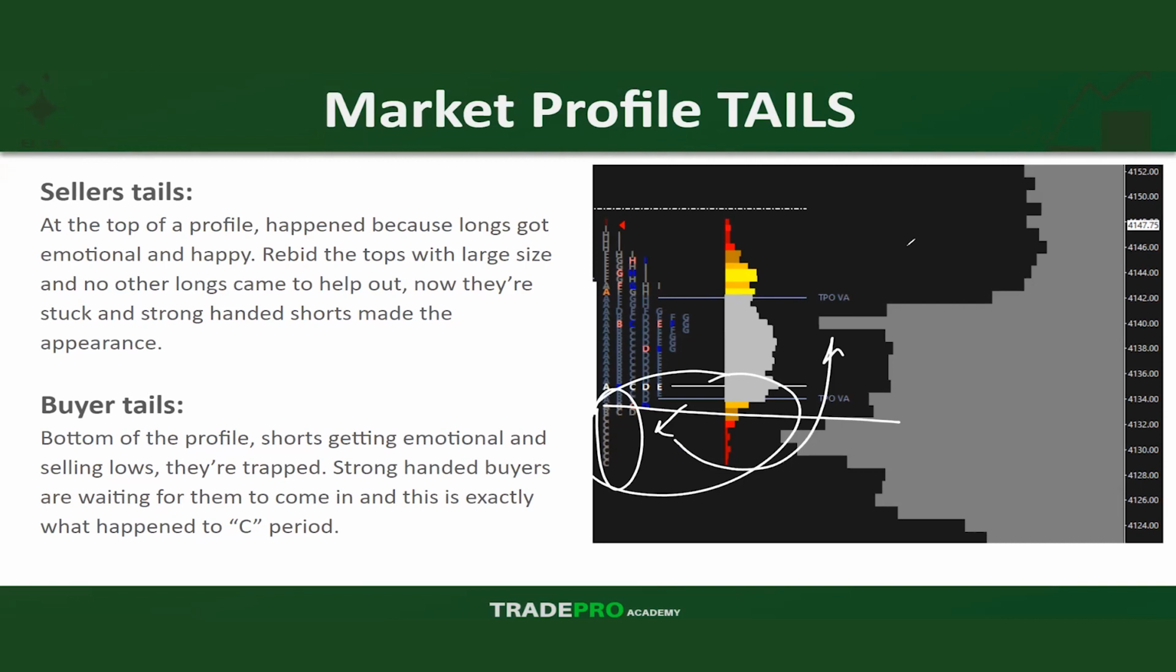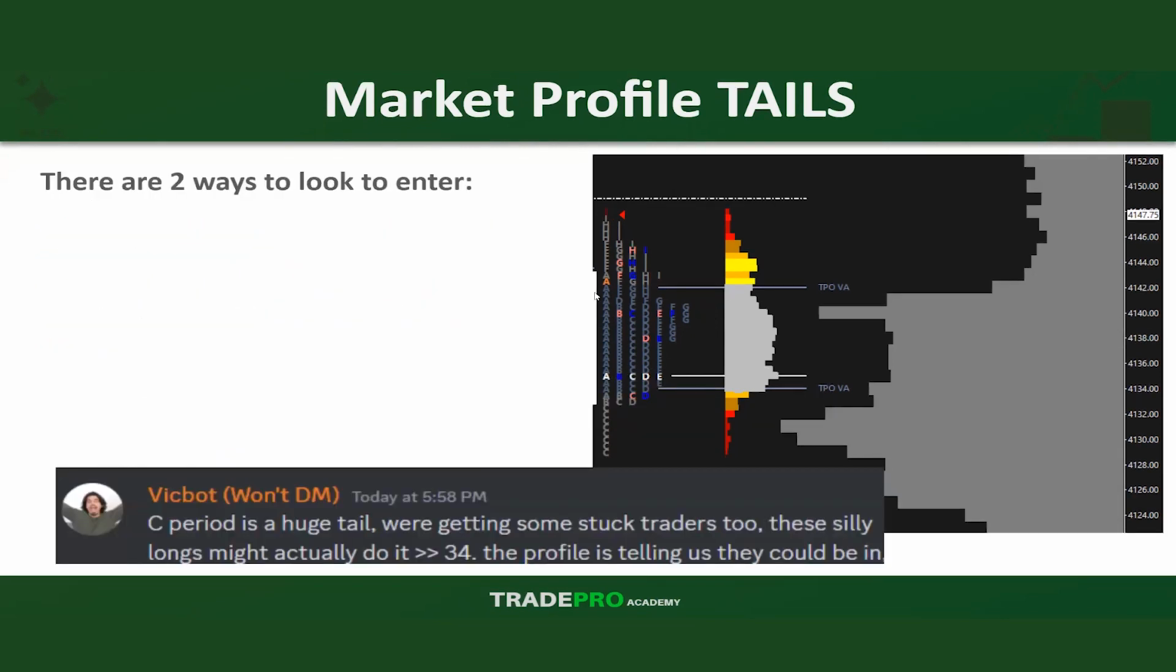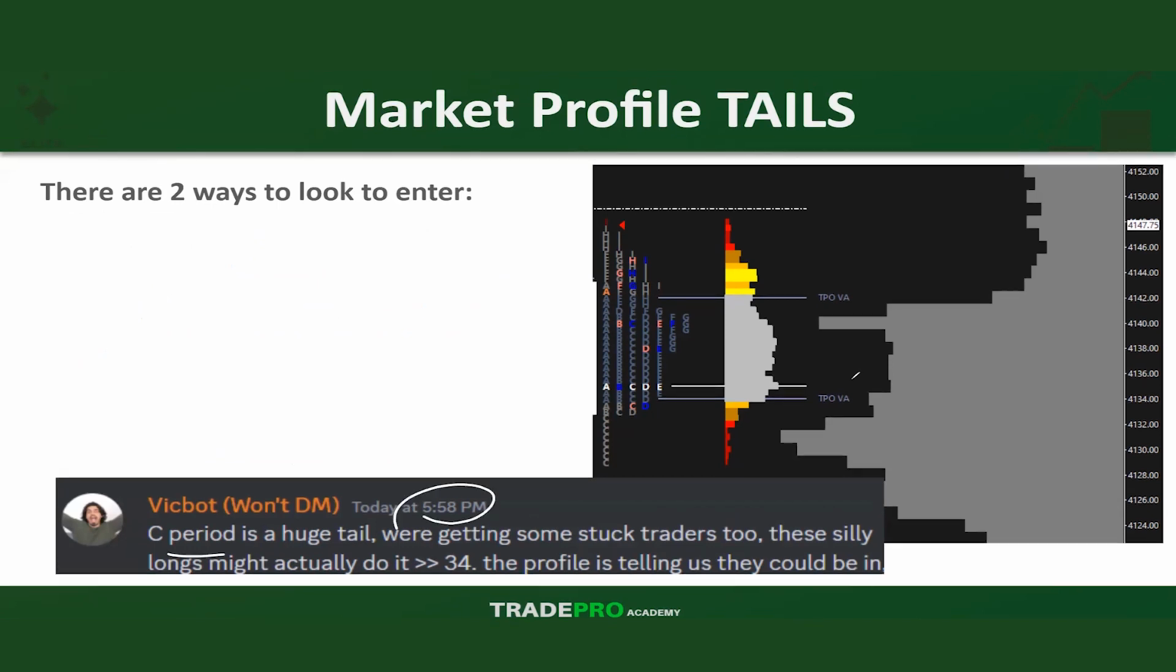We mean revert back through the start of the distribution, right? Where there's multiple periods that stack up. We mean revert and then we even go back into the highs of the session. So this is what I'm talking about. There's two ways to look at this. I talked about this in our live trading room. You guys can go and check that out where we do this live every single day, but this is also European time zone. C period, right? Huge tail at that C period. We're getting some stuck traders too, right? These silly longs might actually do it above that 34, right?